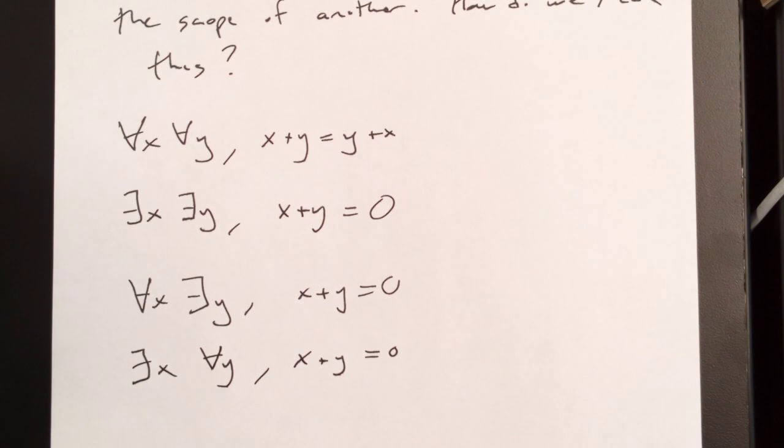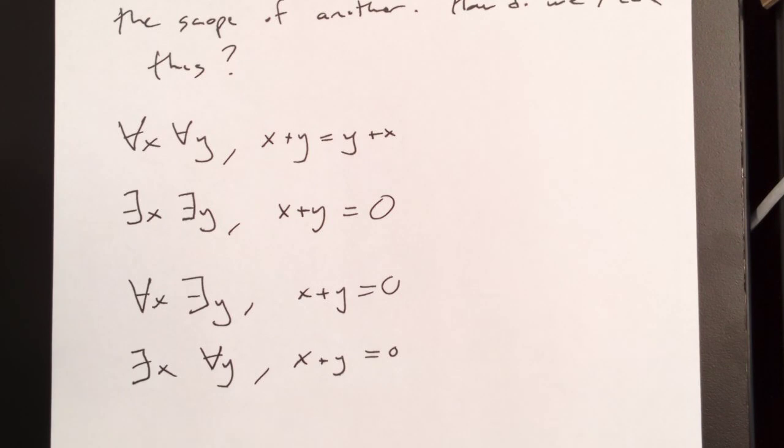This one is different still. Because of the order in which I read the quantifiers from left to right, this says something different. What does this say? There exists an x for every y, where x plus y equals 0. That's what it literally translates as.